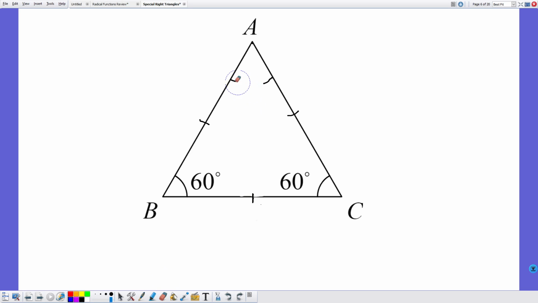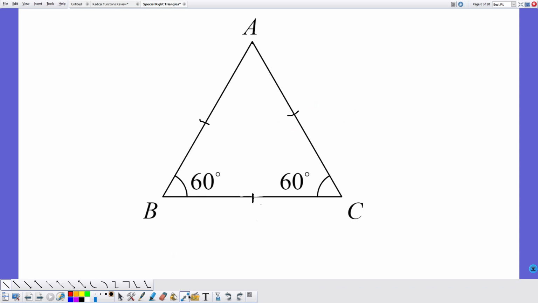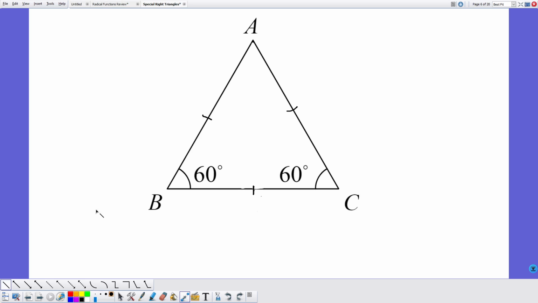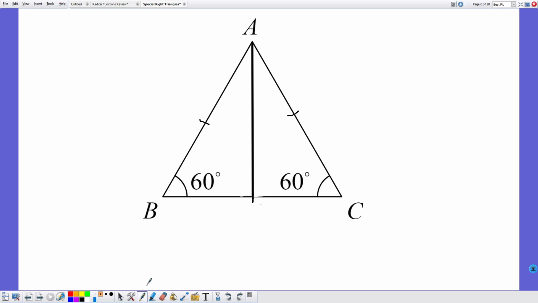Now I'm just going to get rid of that for now, but we can come up with some interesting properties with this equilateral triangle. Now, we were talking about right triangles previously, so what does this have to do with a right triangle? Well, if you drop the altitude from, let's say, point A to BC, you'll get the triangle's height, its altitude, and it forms a 90-degree angle.